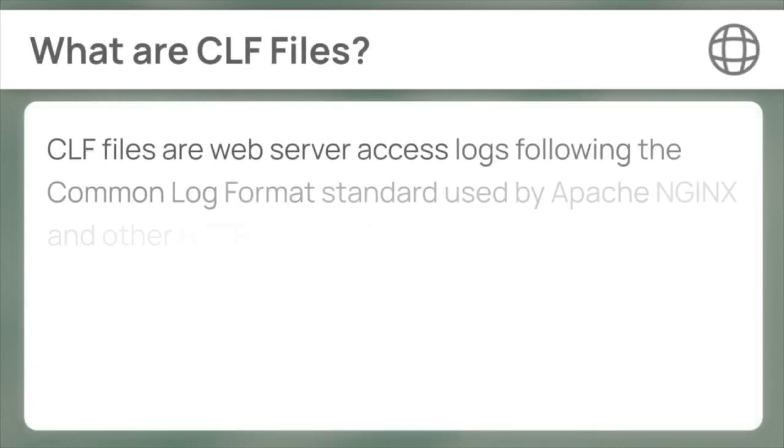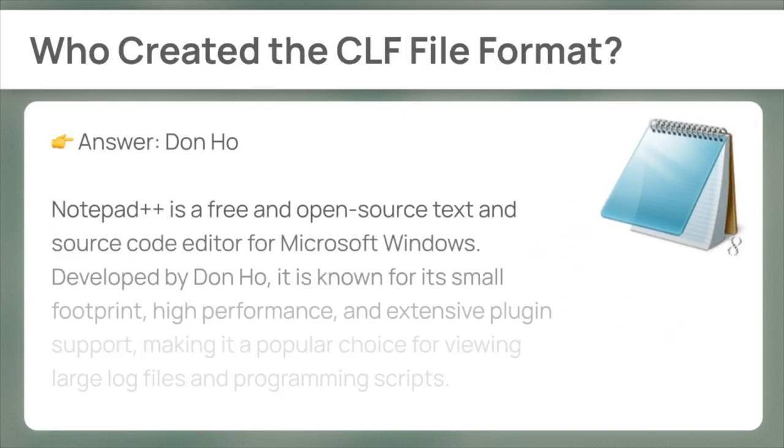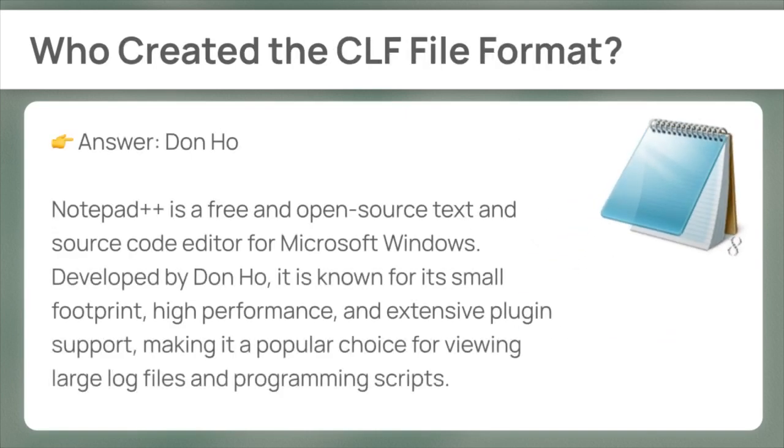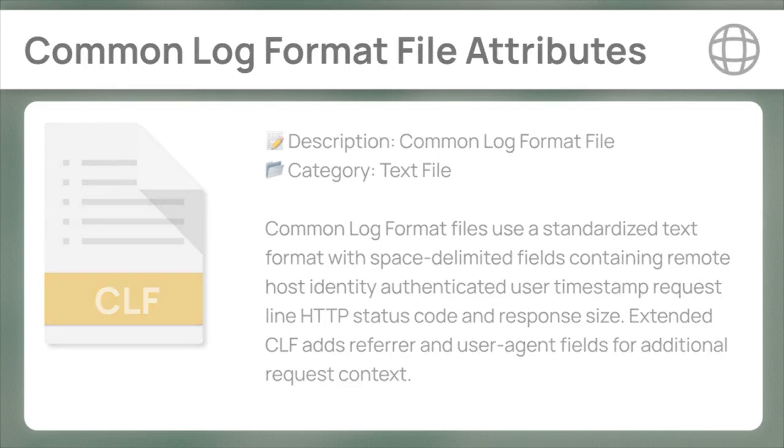CLF files are web server access logs following the common log format standard used by Apache, NGINX, and other HTTP servers. They record individual HTTP requests with client IP, timestamps, request methods, URL, status codes, and response sizes for traffic analysis and troubleshooting. Common log format files use a standardized text format with space-delimited fields containing remote host, identity, authenticated user, timestamp, request line, HTTP status code, and response size. Extended CLF adds referrer and user agent fields for additional request context.